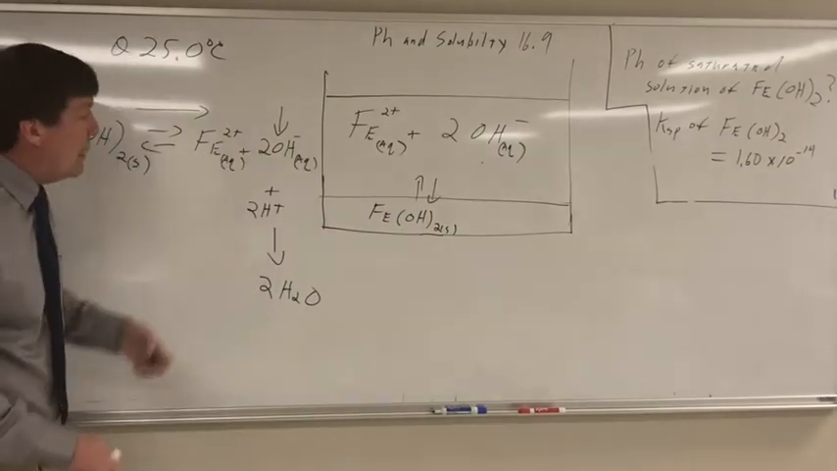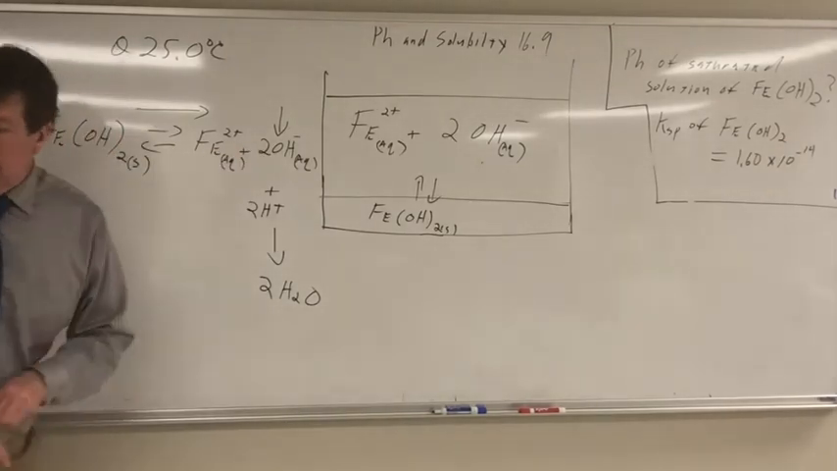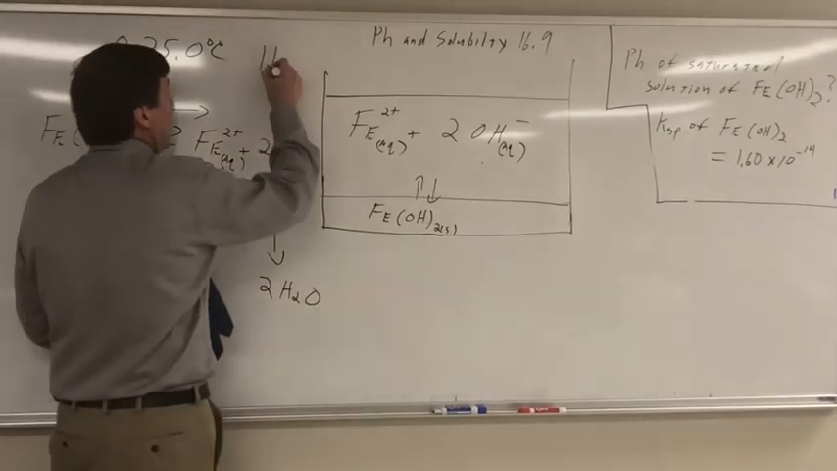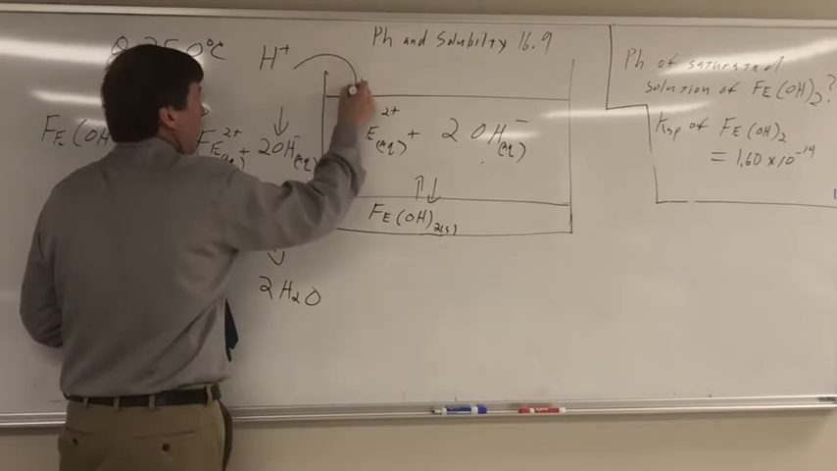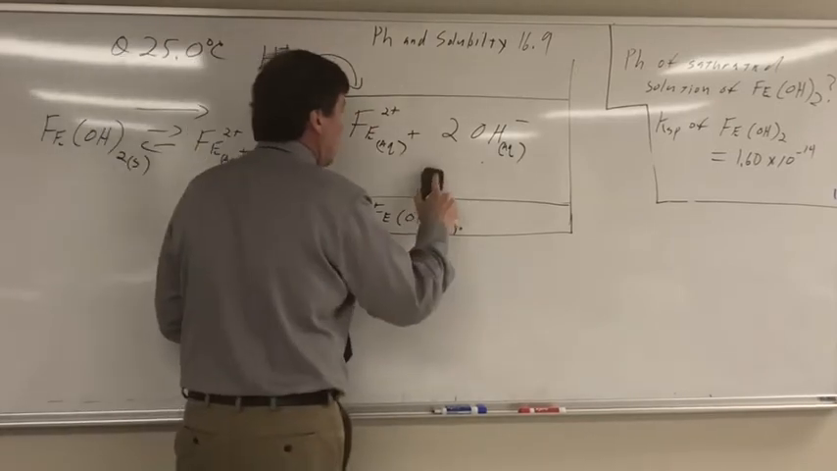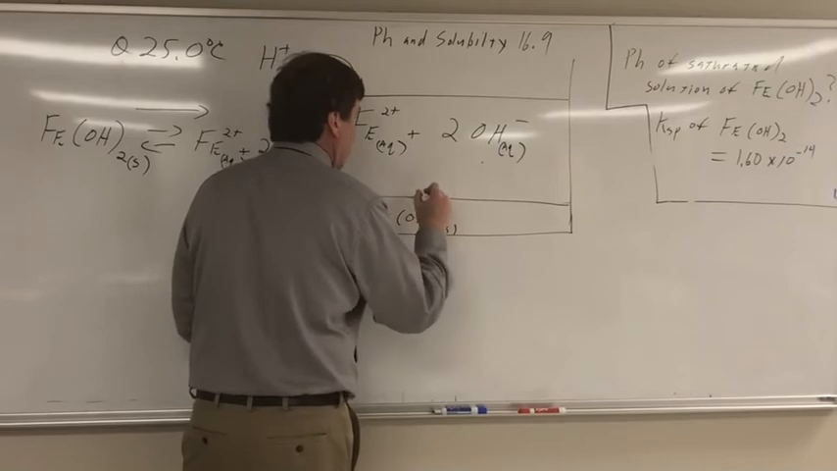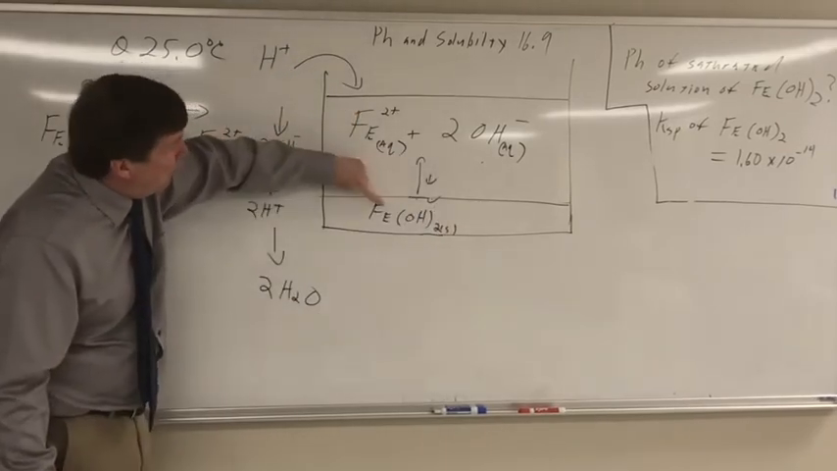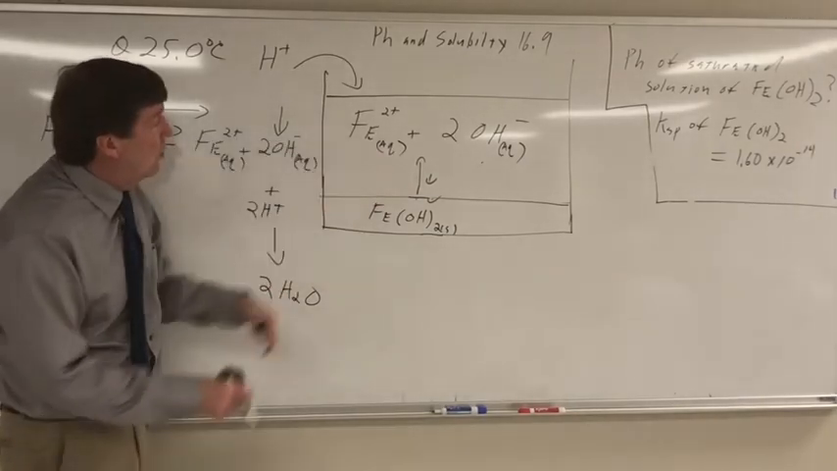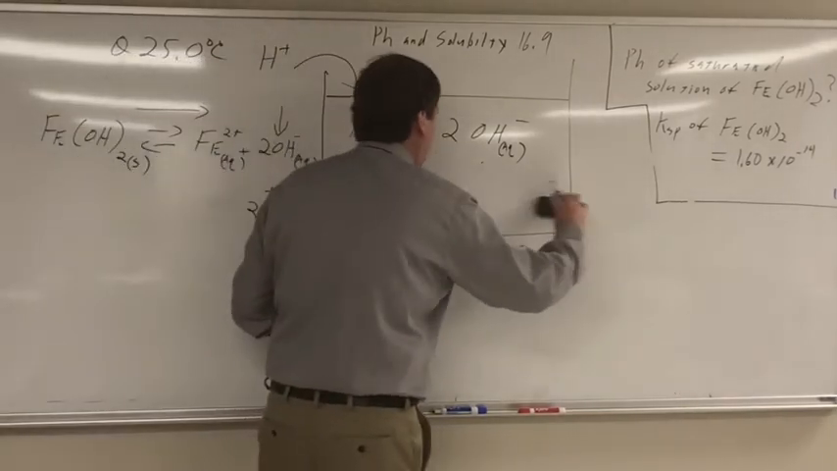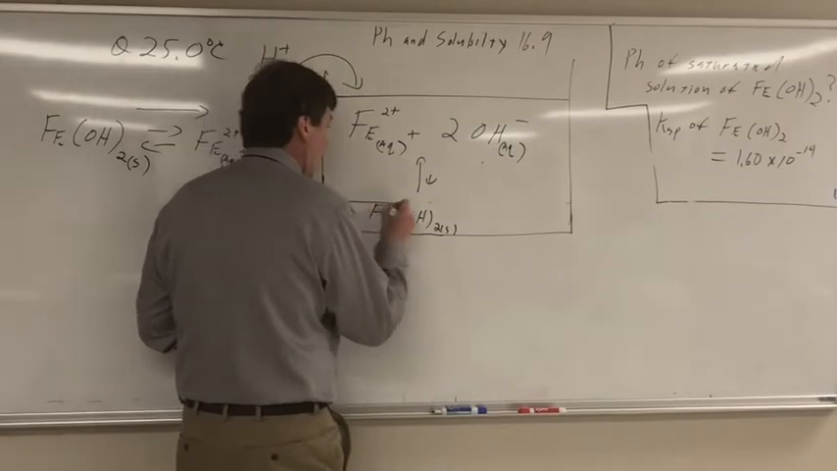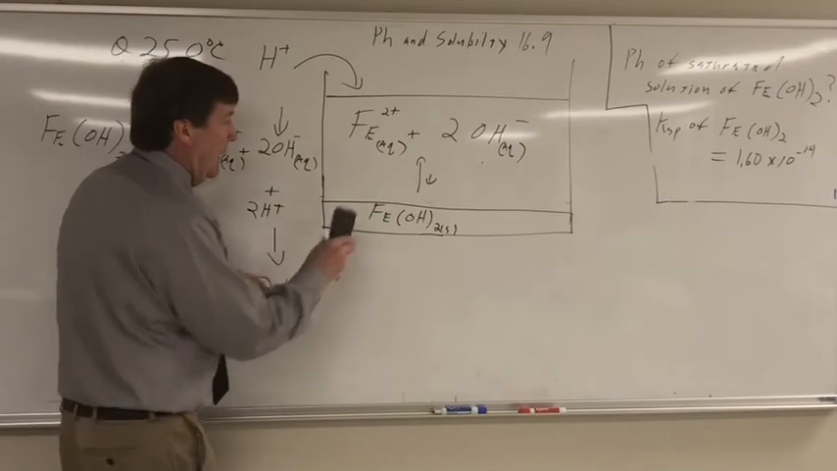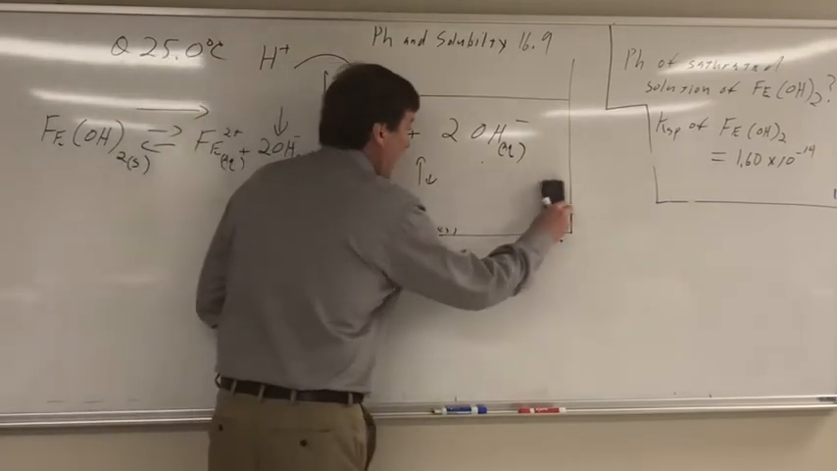Now, if you keep adding more and more acid, here's what you're going to see. So let's add the H positive here. And we know that this is going to shift in this direction. So notice the size of the arrow. More of this is dissolving. It's becoming more and more soluble. So as you add acid, notice you have less solid. The more acid you add, the more this dissolves.